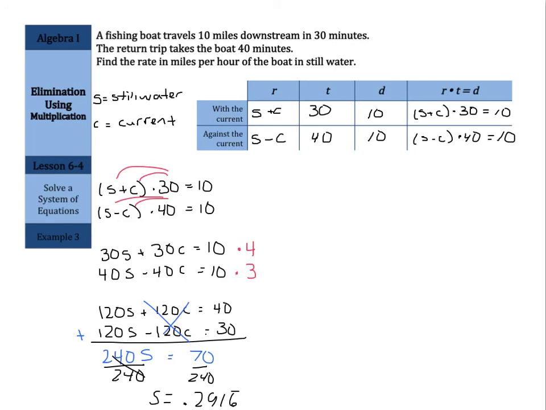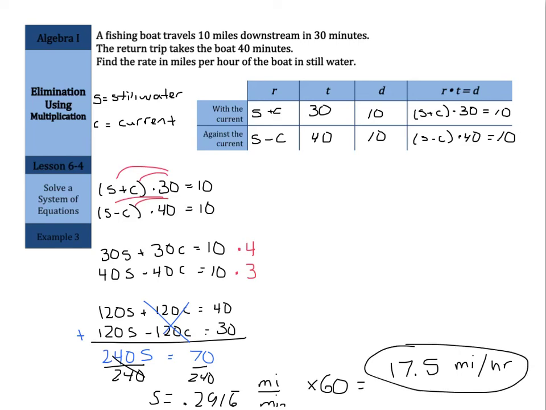Now, remember, this is miles per minute. If I multiply by 60 minutes in an hour, I would get 17.5 miles per hour. And that's our final answer. Now, another option here is to take your 30 and use it as a 1/2, and your 40 minutes to use it as 4/6 or 2/3 of an hour, and multiply that with your time. But this way works as well. That's it for this lesson. Good luck.